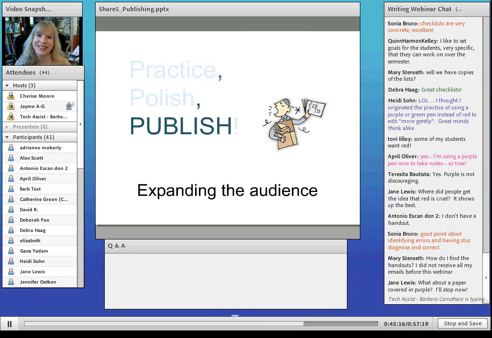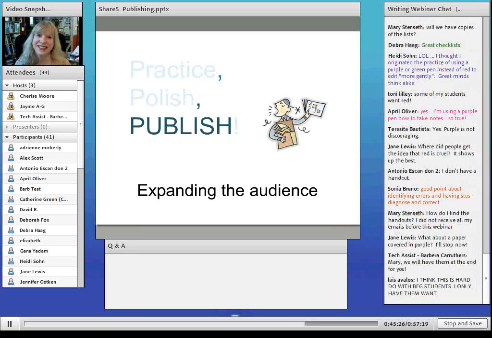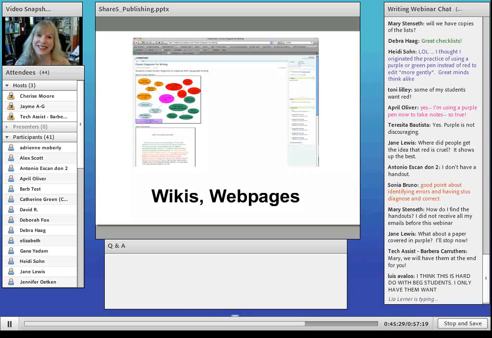Yes, Jane, a paper covered in purple is not good either. The whole issue here is not about which color is cruel, but it is the concept of covering a paper in error correction. So the concept is target.